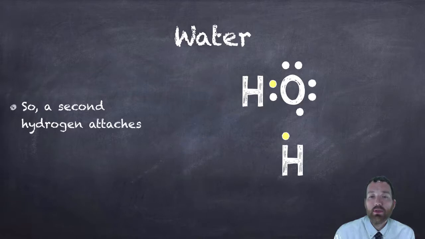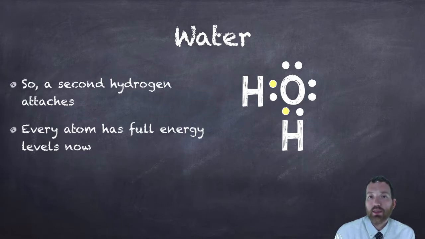So you can see if I have another hydrogen here with its 1 valence electron, it'll fit nicely in this space here. Now every atom has full energy levels. This hydrogen wants 2, it has 2. This hydrogen wants 2, it has 2. So they're both happy. Every other element on the periodic table, like oxygen, wants 8, and this oxygen has 8. So everybody's octets are happy, and it means this is the correct formation.